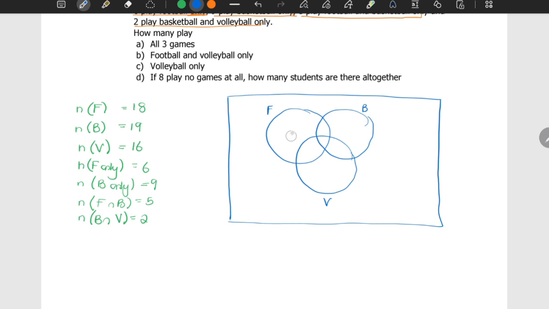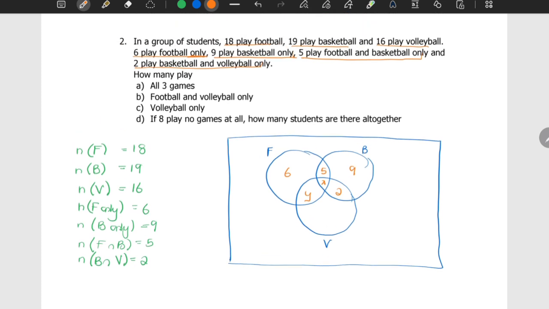So football only is 6. Basketball only is 9. Football and basketball is 5. Basketball and volleyball is 2. So that's this intersection because we have basketball and volleyball. We were not told how many play everything. We're not told how many play football and volleyball only.